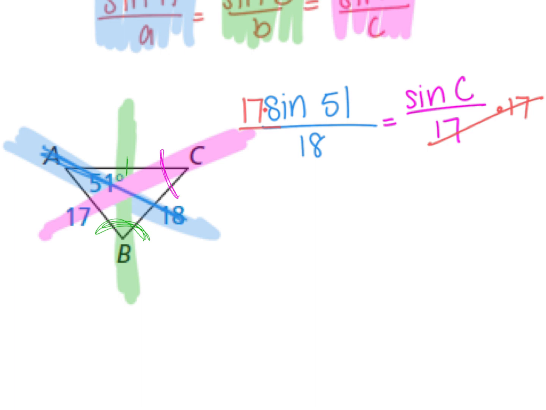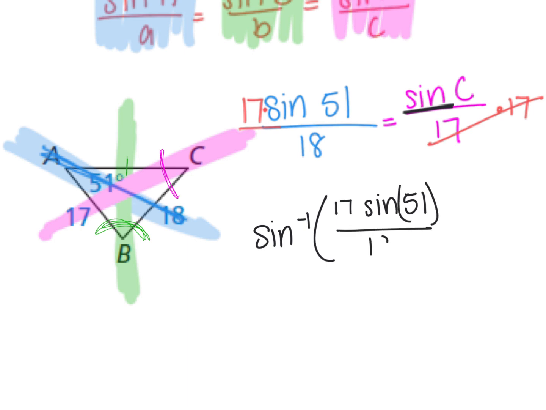So look at how I'm plugging it in. I'm trying to get the C by itself. I'm doing the inverse of sine, which gives you an open parenthesis, 17 sine 51. Remember, don't forget to close that parenthesis, divided by 18. So go ahead and plug it into your calculator and see what you get. Write it down, and then I'm going to tell you what the answer is. Why did I put sine inverse? Because I'm trying to get C by itself.